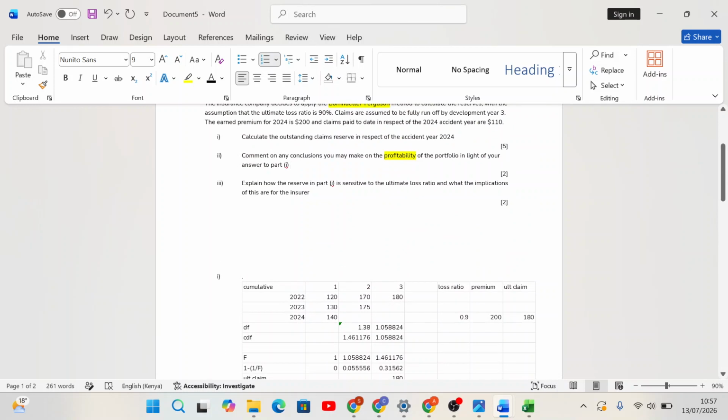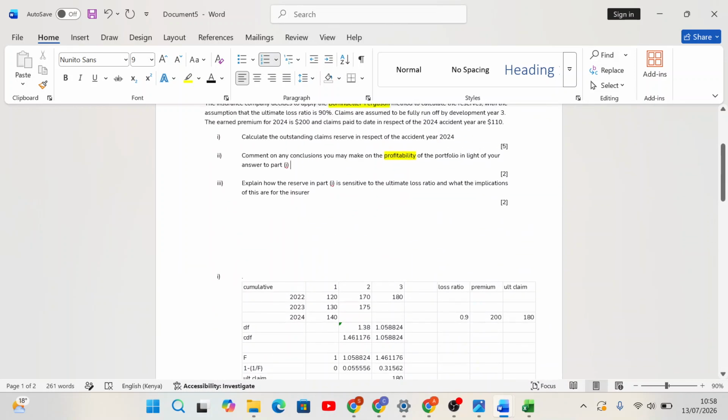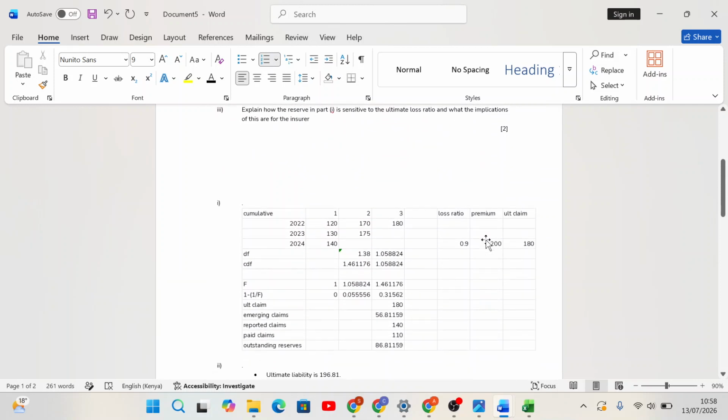The third part of this question is: explain how the reserve in part 1 is sensitive to the ultimate loss ratio and what the implications of these are for the insurer. So again, we are looking at the reserves. As I had mentioned, if we have 2 marks, we have to give a minimum of double the marks. So that's a minimum of 4 points.